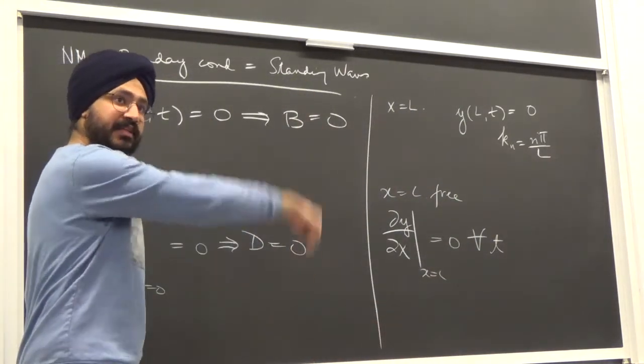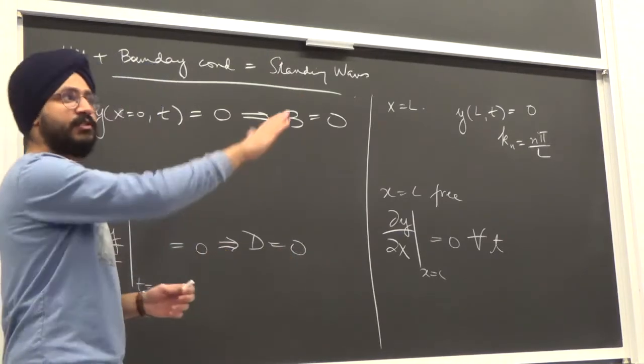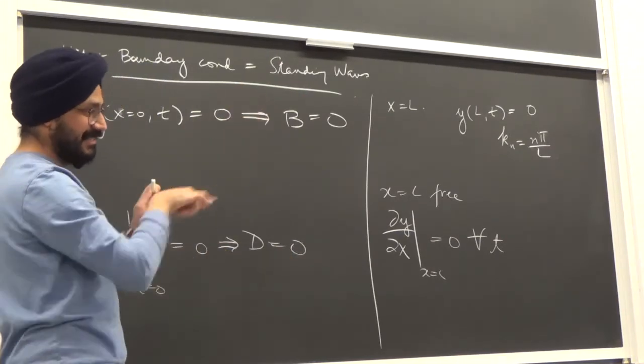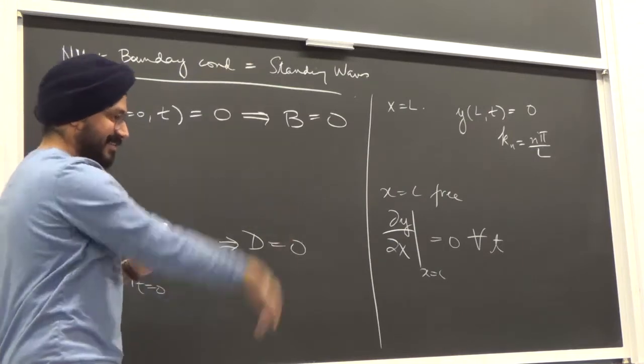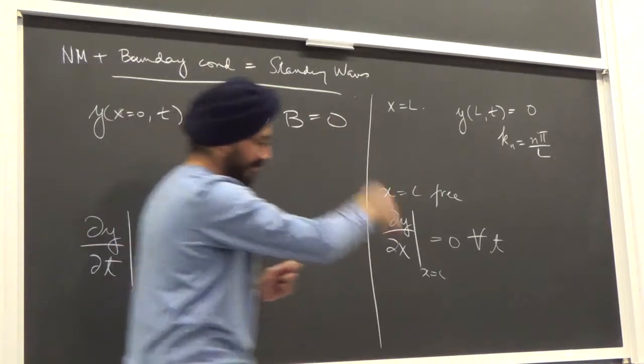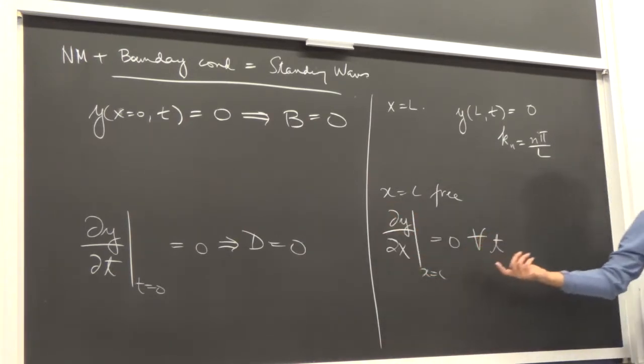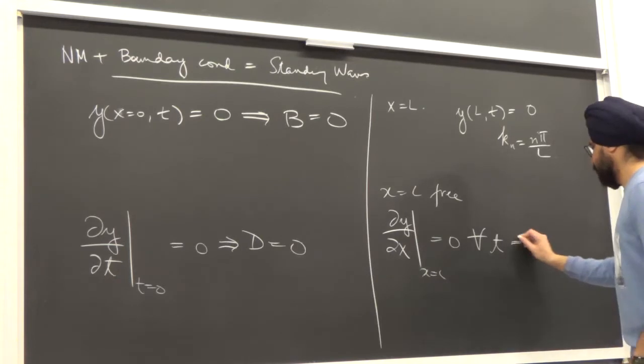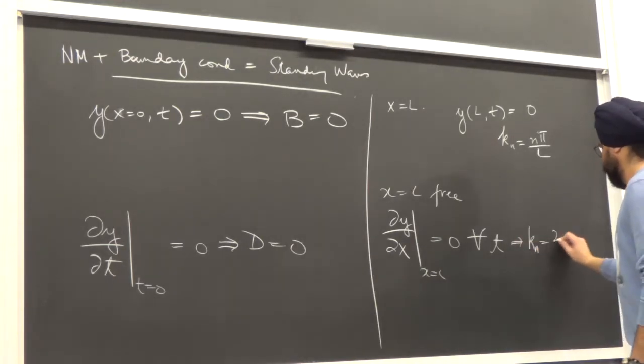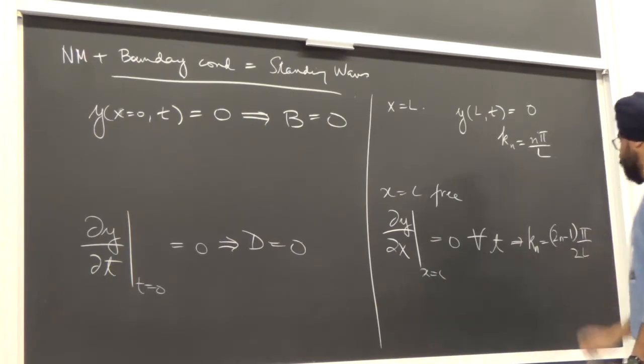It's free to move. The net forces have to balance. The net force looks like T times sine theta of this angle. Sine theta is the vertical component. For small angles, sine theta is theta. It's tan theta. Tan theta is the derivative. It's 0. And from there, you find that the k's are quantized as (2n minus 1) pi over 2.